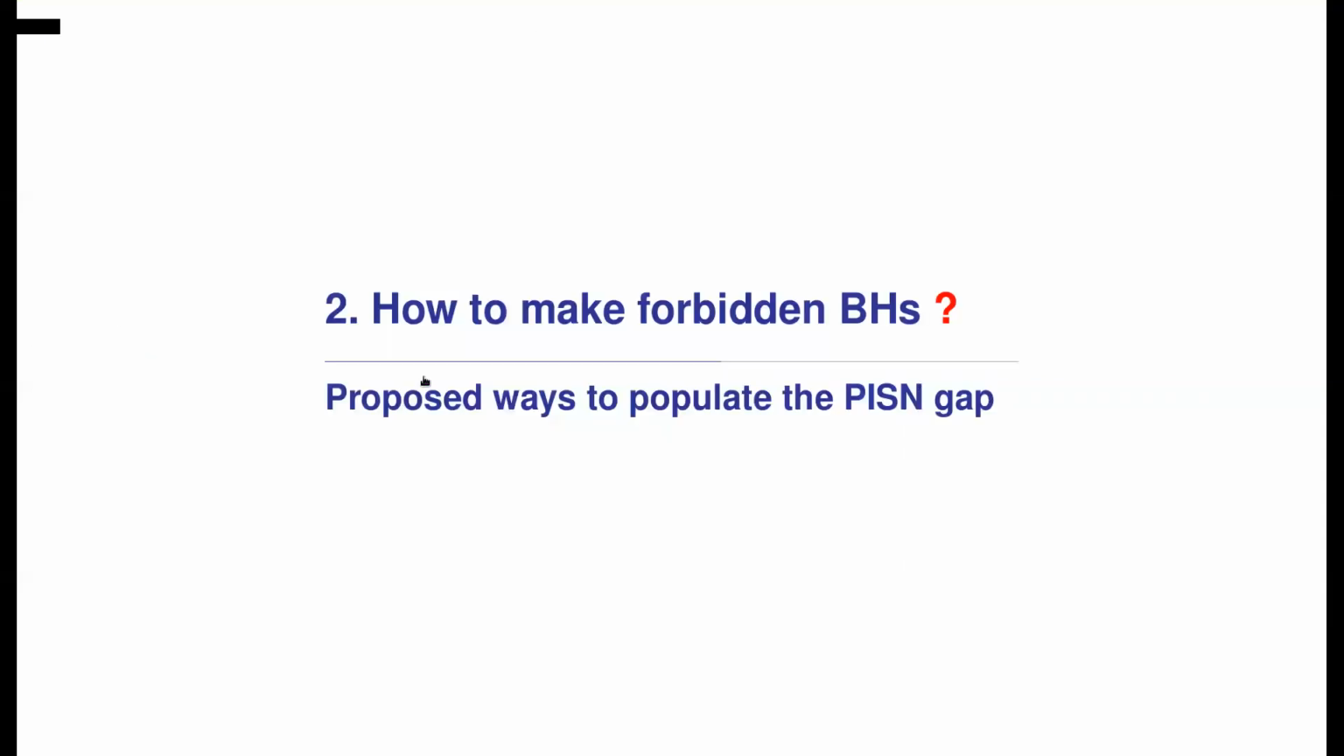So, okay, if there are no questions at this point, I would like to move on to talking about the tail of the black hole distributions from LIGO and how we can make these forbidden black holes in the gap.